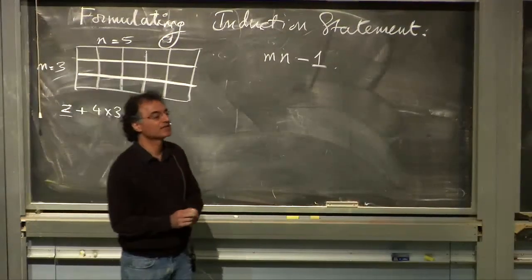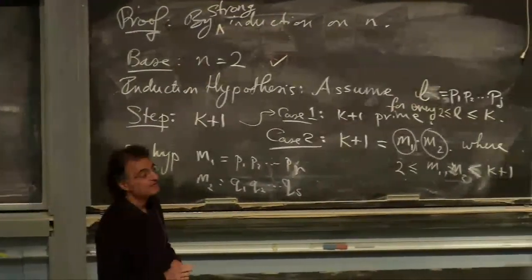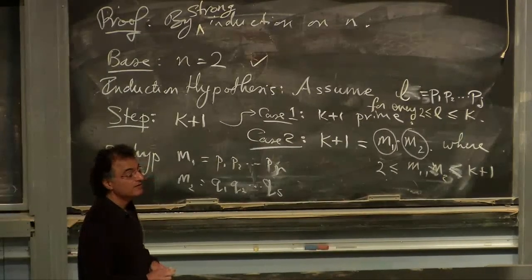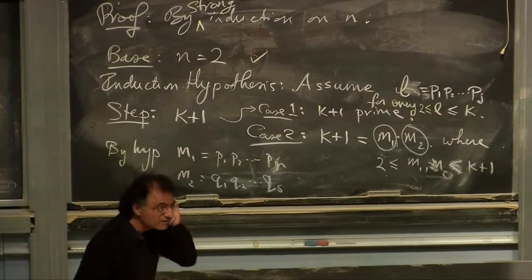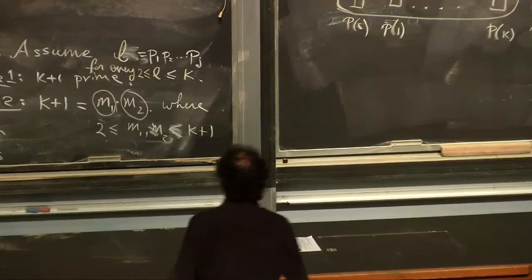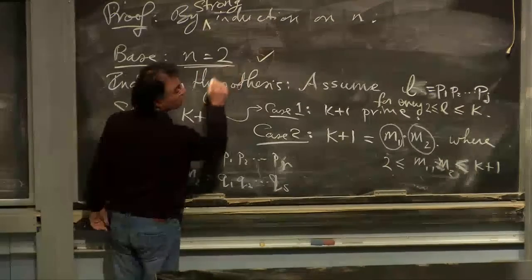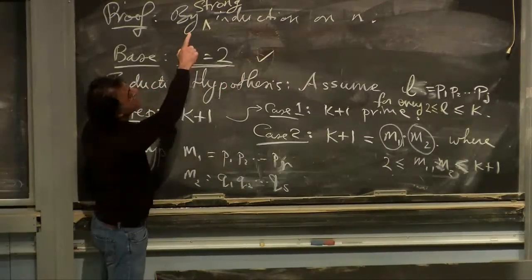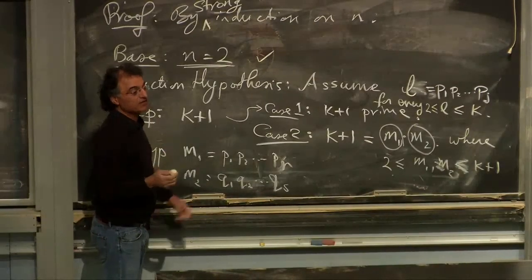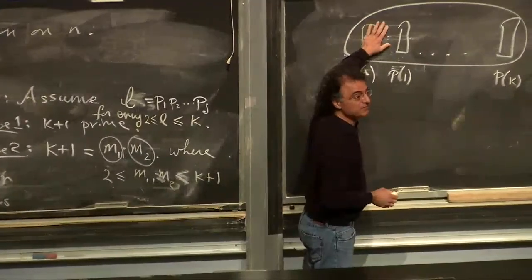Yes? What about k? If m1 and m2 are smaller than k plus 1, they have to be at least half k plus 1. What's the base case going to be for this? The base case is still n equal to 2. That's the smallest number, n, for which we are asserting this statement, for which we are saying something non-trivial. So we still start from the first one. The base case is still the first domino.